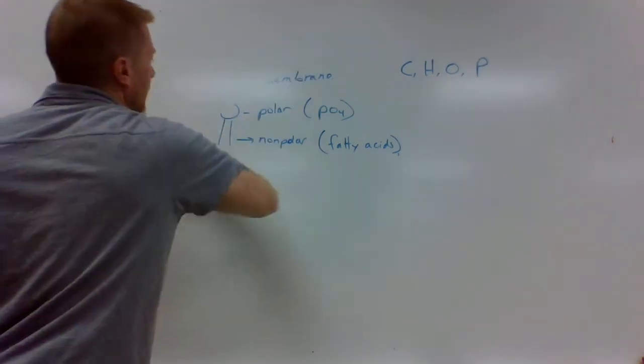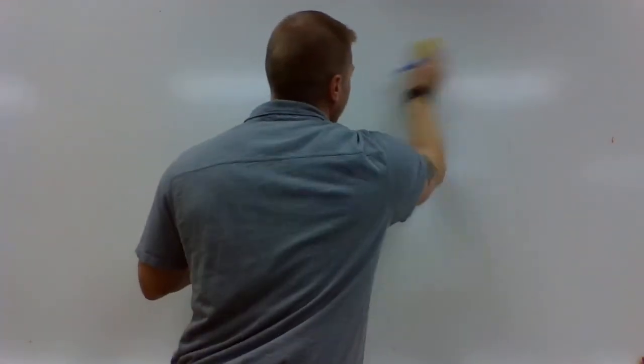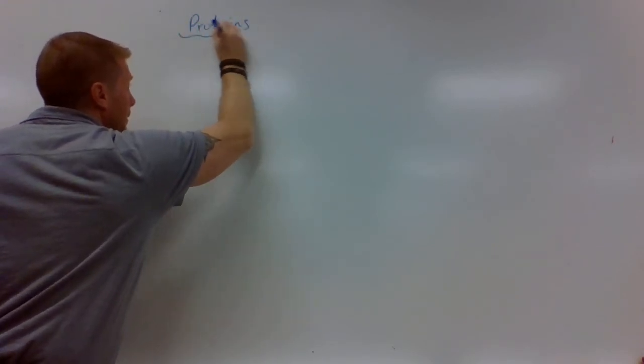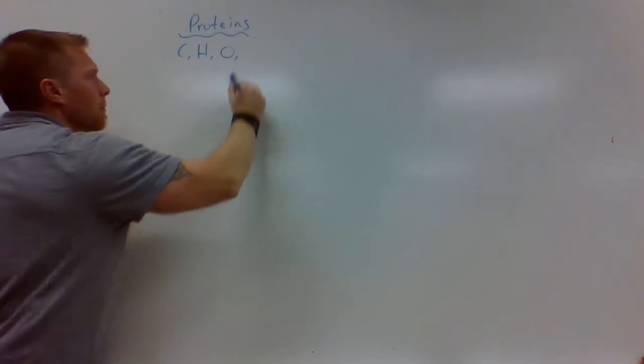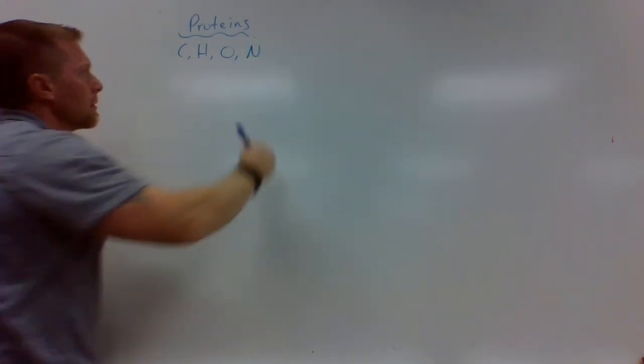Moving on. Next, we have proteins, right? The most important of the macromolecules. All right, we spent a lot of time talking about the role of proteins in the body. Proteins do everything, right? Your carbs and your lipids, they're all about energy. Proteins do all the rest. Proteins are going to have carbon, hydrogen, oxygen. They're going to have nitrogen, and they're also going to have sulfur. Sulfur is a defining characteristic of a protein.